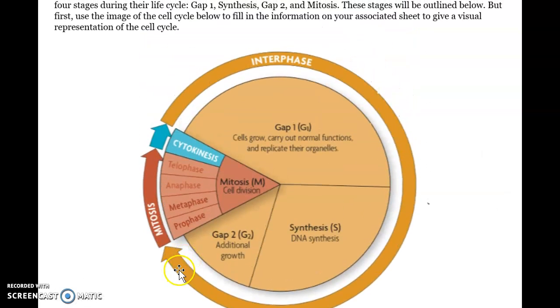So when we look at this picture, we can see that interphase starts here, and interphase ends right here, which is where mitosis begins. Now included in interphase, we can see that gap 1 is included in interphase, so is S, and so is G2.